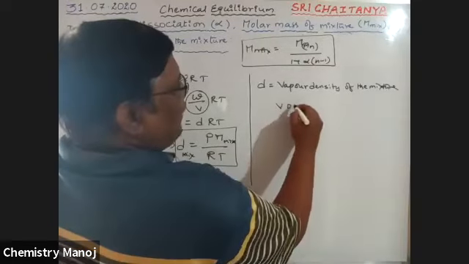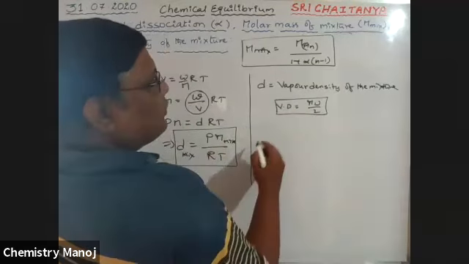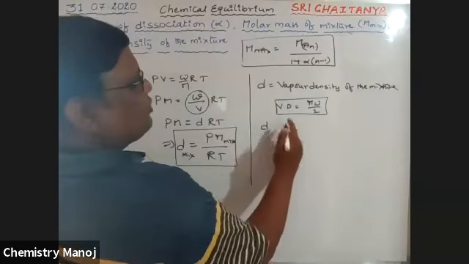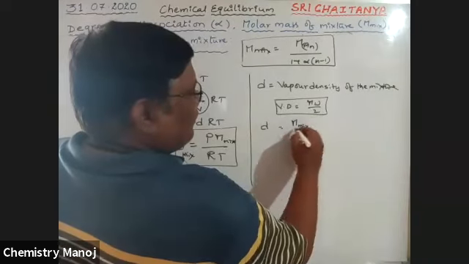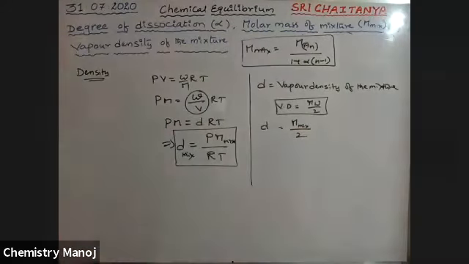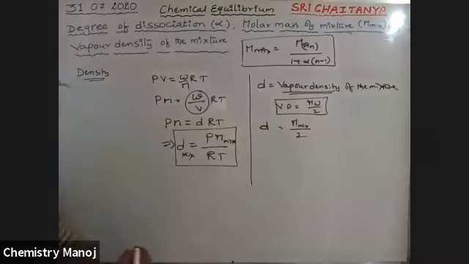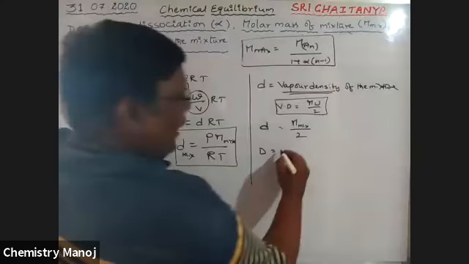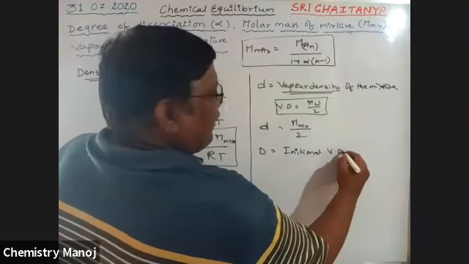We know the formula: vapor density is equal to molecular weight by 2. Therefore, the vapor density of the mixture, small d, is equal to the molecular weight of the mixture by 2. Now capital D is equal to the initial vapor density, the vapor density of the gas.